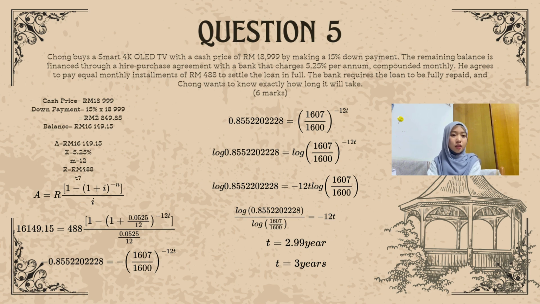Finally, to get t out of the exponent, we must use log on both sides. Then I divide both sides to isolate t. When I calculate, t is 2.99 years, so the repayment period is approximately 3 years.